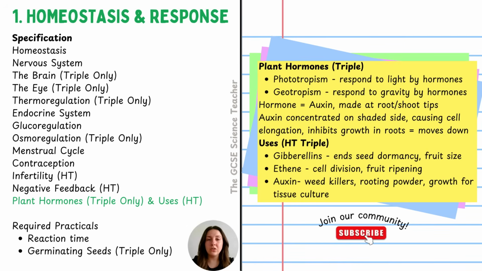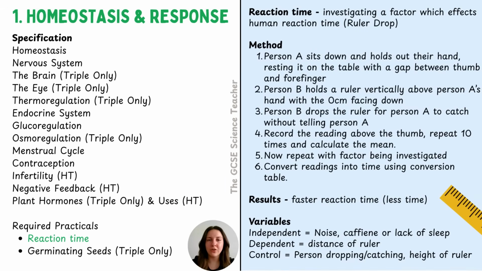Higher tier students only need to know the different uses of other hormones. So gibberellins help end seed dormancy and increase fruit size. Ethene is used for fruit ripening and cell division, and auxin can also be used for weed killers, rooting powder, and growth.